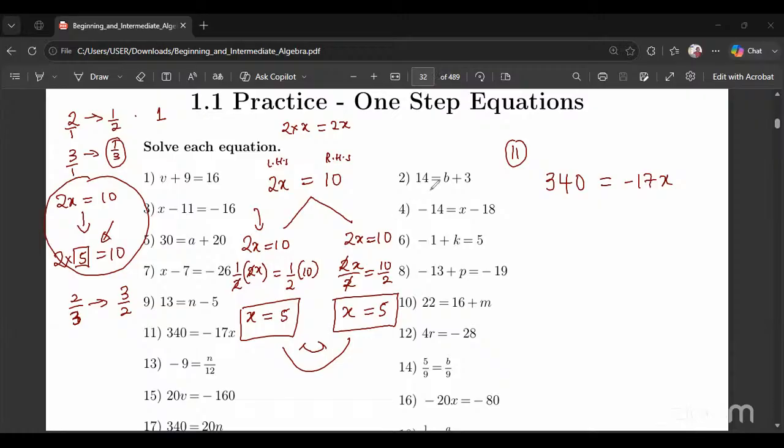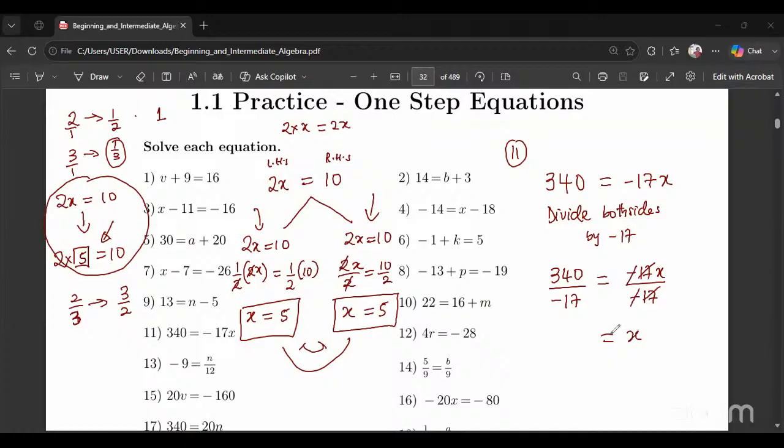If you're making use of the method of dividing both sides by the coefficient of x, in this case you're going to divide both sides by negative 17. Let me write it down here. Divide both sides by negative 17. When you do that, you have 340 upon negative 17 on the left-hand side, and on the right-hand side you have negative 17x upon negative 17. On the right-hand side, you can just cancel out the 17 and the negative sign so that you have x all by itself.